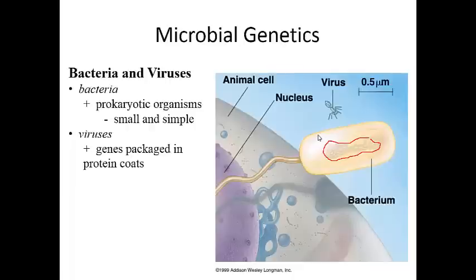Both eukaryotic cells and prokaryotic cells are considered living because they are made up of cells. The virus, on the other hand, is not considered alive because it is not made up of a cell. Instead, viruses are made up of genetic material surrounded by a protein coat. You can see that the virus is much smaller than even the bacteria.